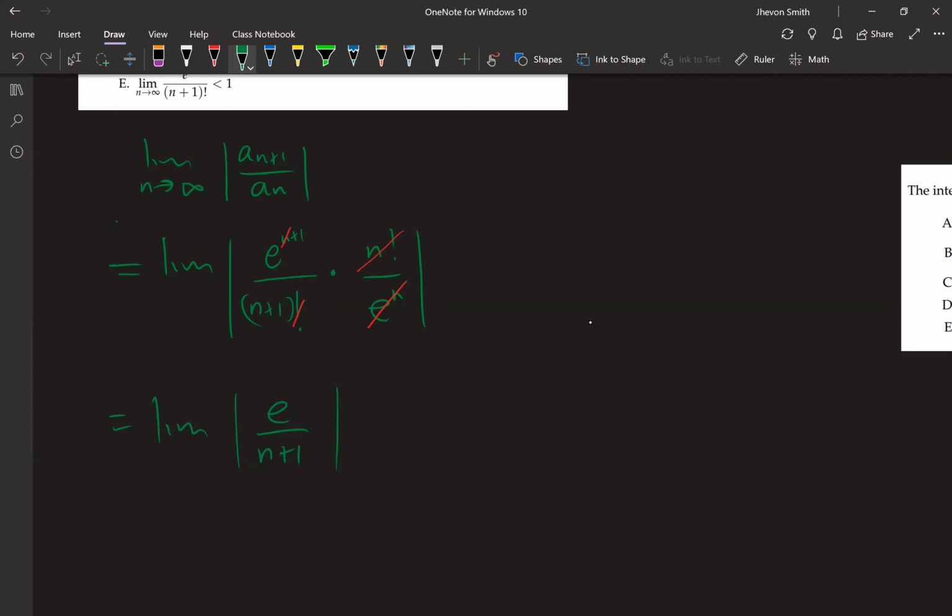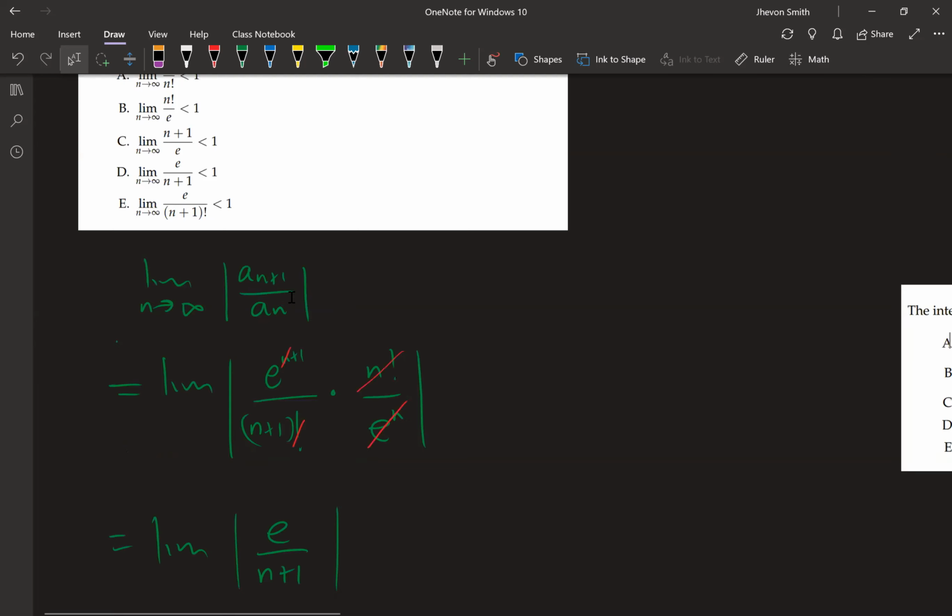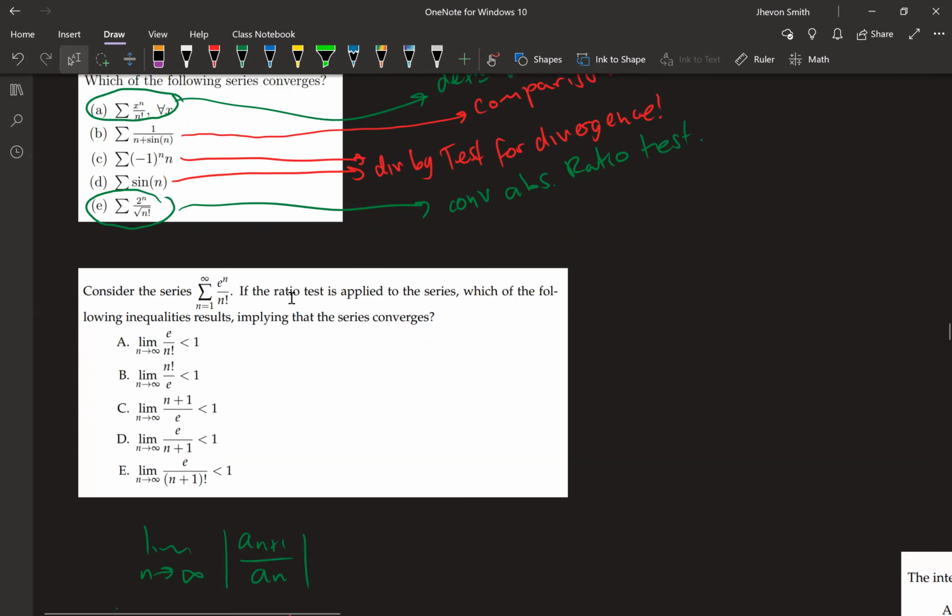Now, of course, n is already 0 or bigger. It's 1 or bigger according to this. So this is actually positive. So this is actually equal to the limit of e over n plus 1. And of course, that's less than 1. In fact, this guy is equal to 0 as n goes off to infinity. So it looks like it's D, which most people got. That's what most people thought, 56% being the most people here.